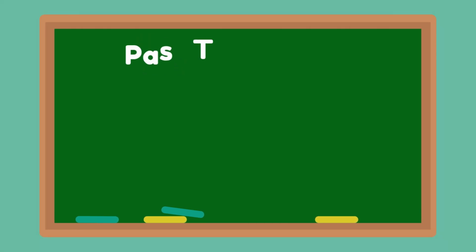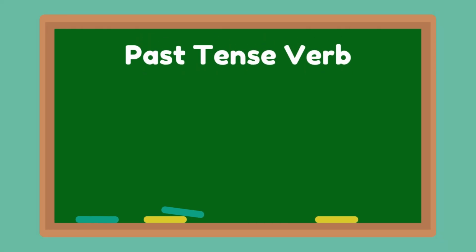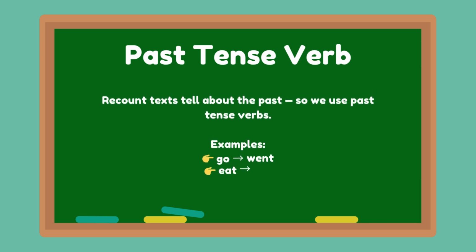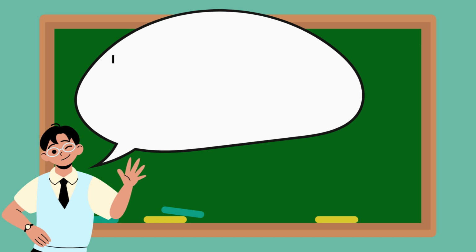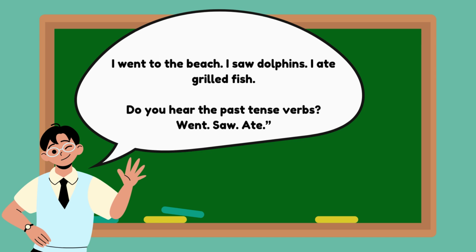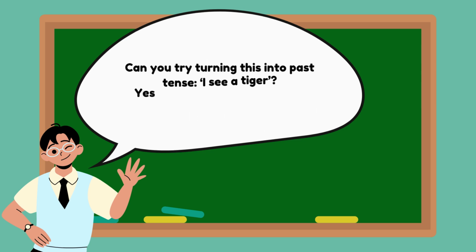Language feature number 1 is past tense verbs. Recount texts tell about the past, so we use past tense verbs. Examples: go becomes went, eat becomes ate, see becomes saw. Listen to this. I went to the beach and saw dolphins. I ate real fish. Do you hear the past tense verbs? I see, I saw. Yes, we saw dolphins.